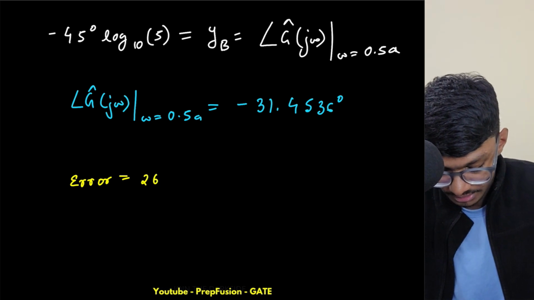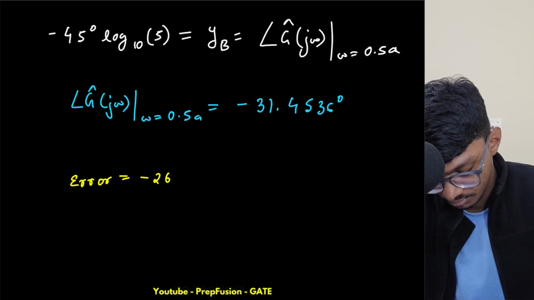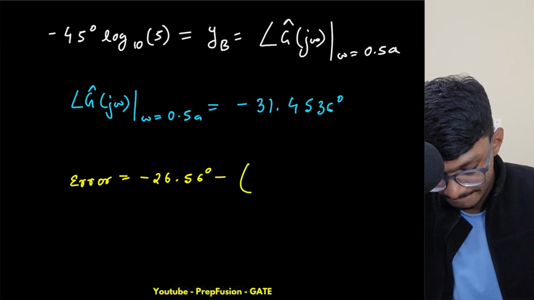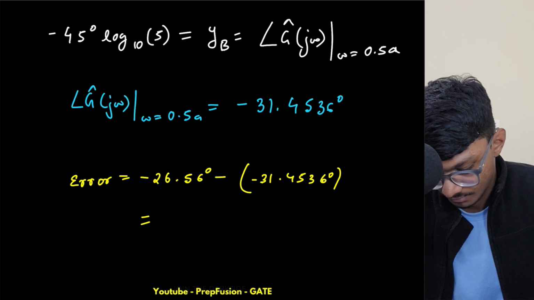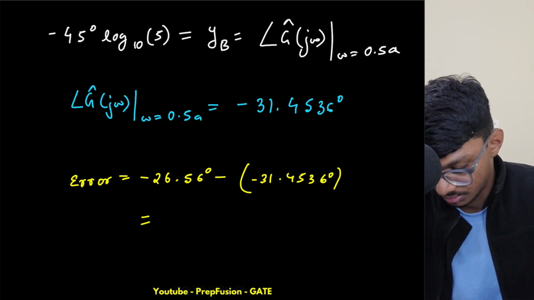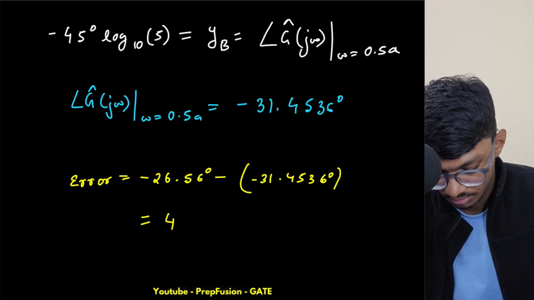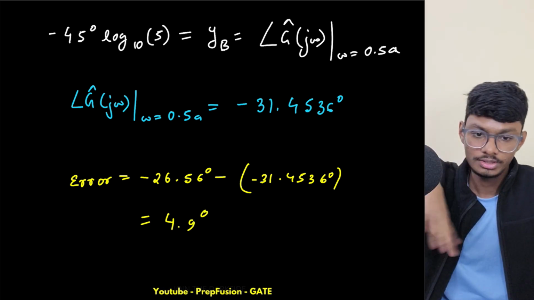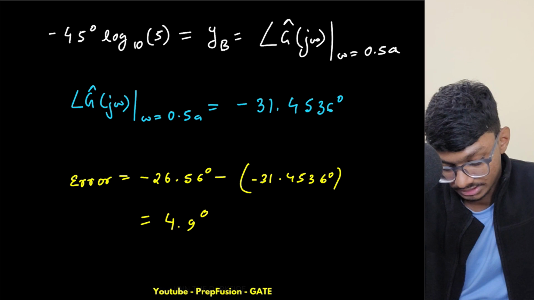So error equals actual, which is minus 26.56, minus of minus 31.4536. So what is this equals to? 26.56 almost equals 4.9 degrees. So my answer will be 4.9 degrees here.